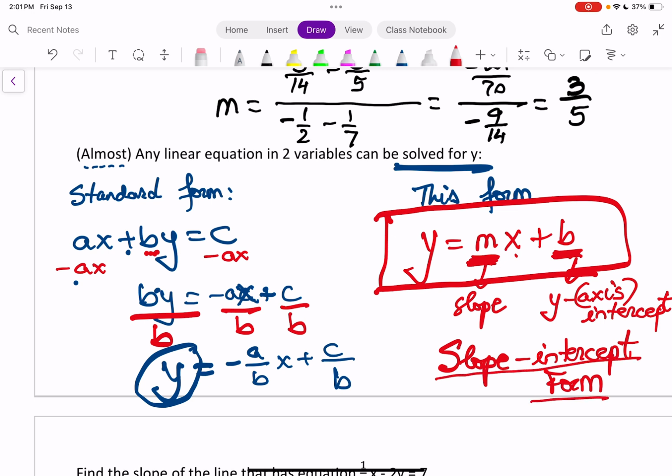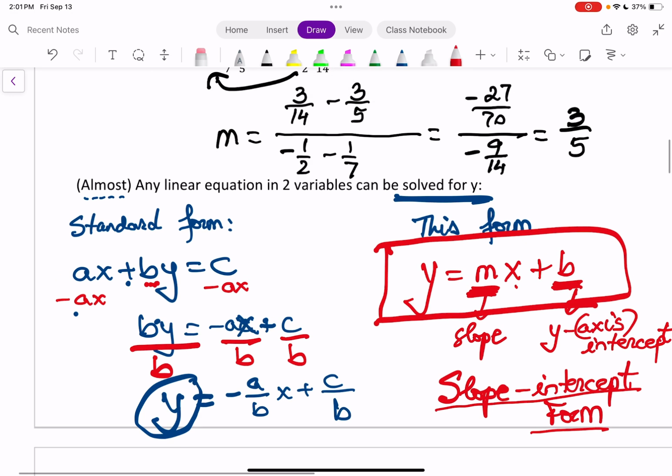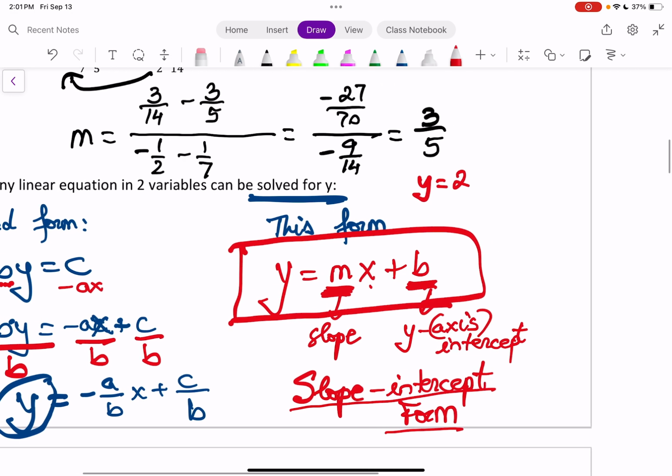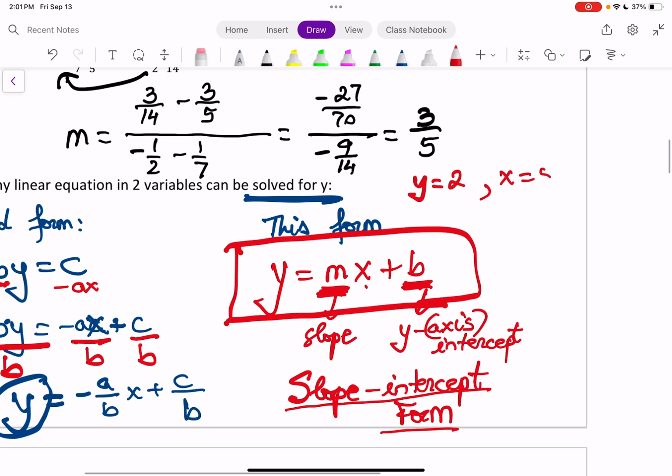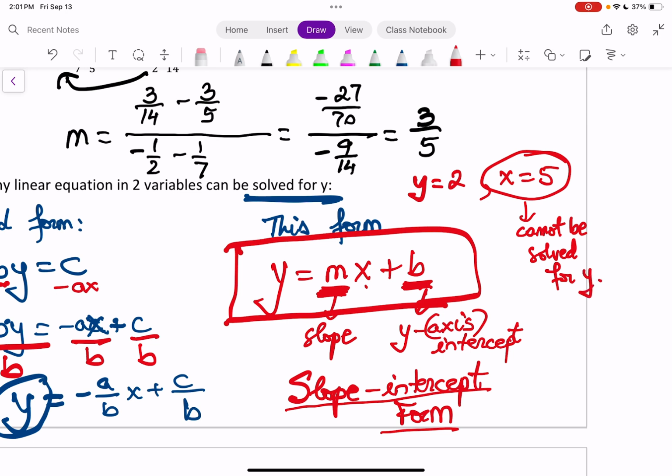Okay. Now, I already said here almost any linear equation can be solved for y. So some equations already have y by themselves, because remember, some equations are that of horizontal lines or that of vertical lines. So if I have an equation where the coefficient of y is 0, so therefore there's no y in this equation, this one cannot be solved for y. As you see, there's no y to begin with. So the vertical lines are the only ones that cannot get y by themselves.